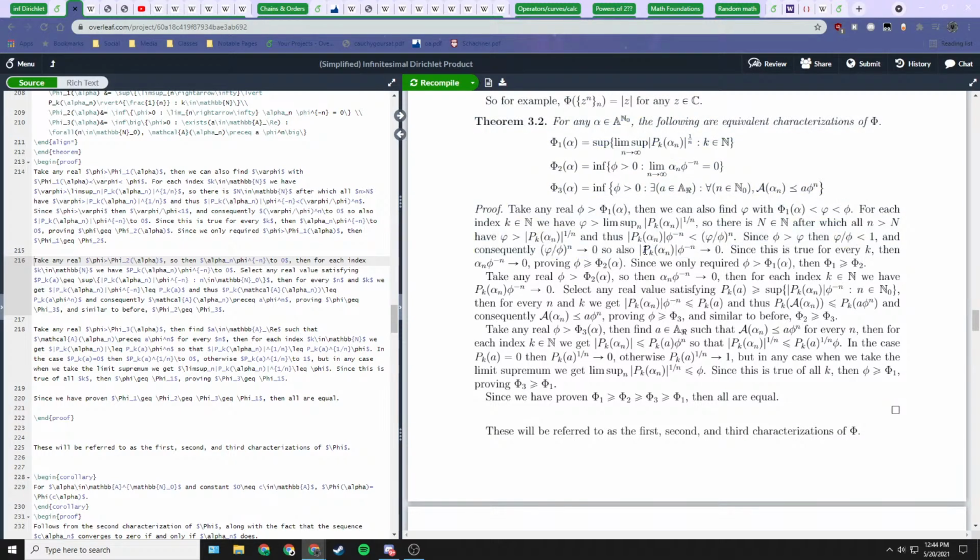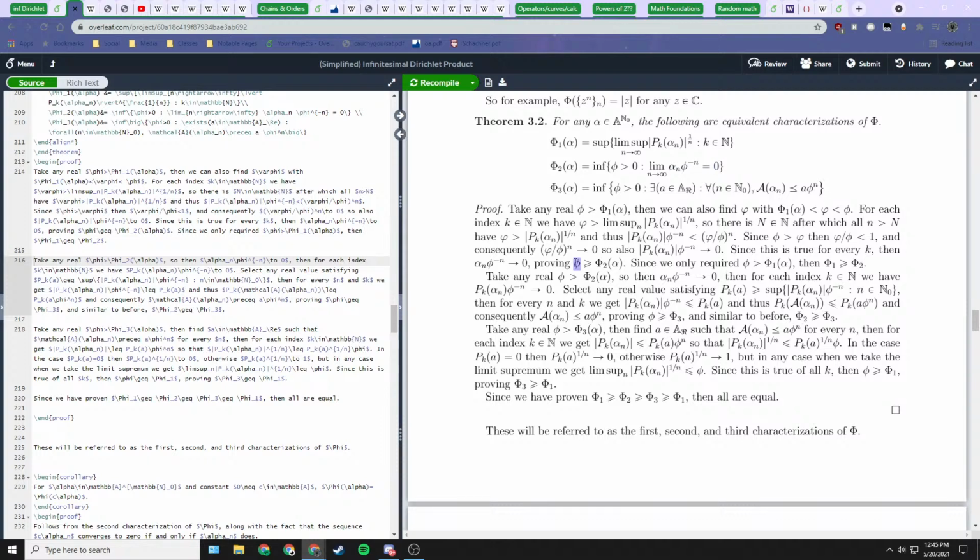So because our projections are linear and phi is real, we can actually just pull this exponent inside the projection to get p sub k of alpha n times phi power negative n. And because this is true in every projection, then actually this alpha sub n times phi negative n is going to 0. But that's just our second characterization, right? We have this limit of these alpha sub n times phi power negative n going to 0.